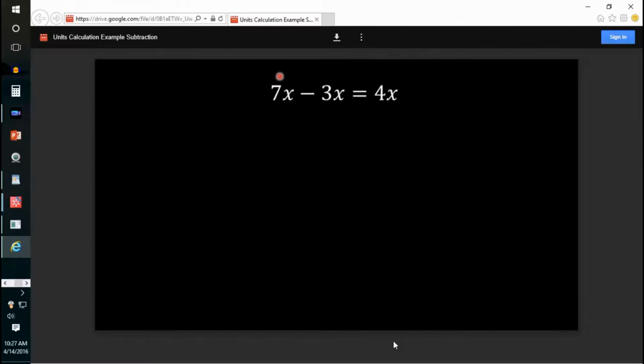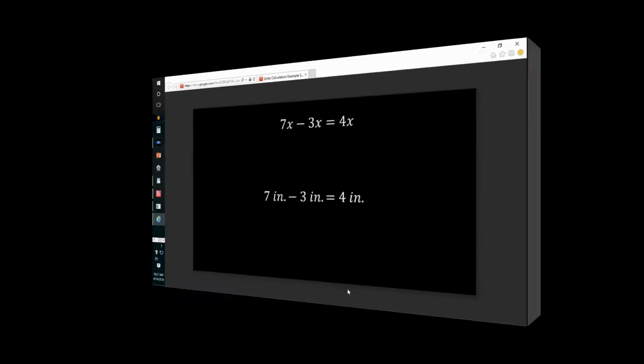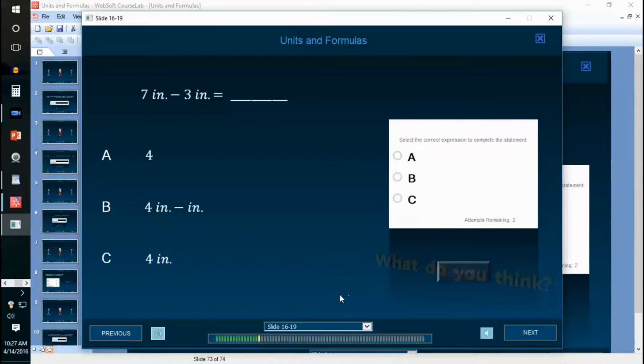Just as we say 7x minus 3x equals 4x, we can say that 7 inches minus 3 inches equals 4 inches. 7 inches minus 3 inches equals which of the following? Correct. 4 inches is the answer.